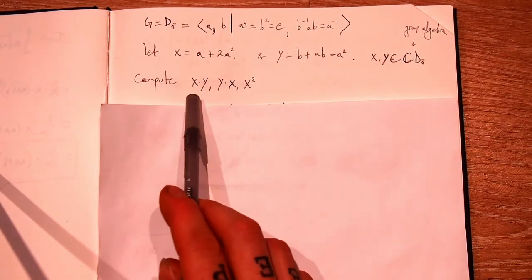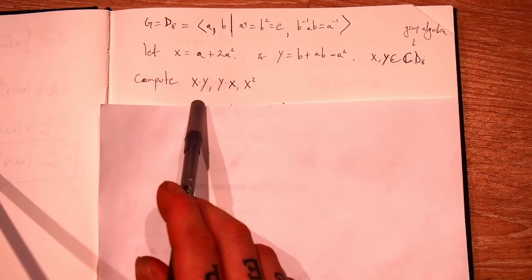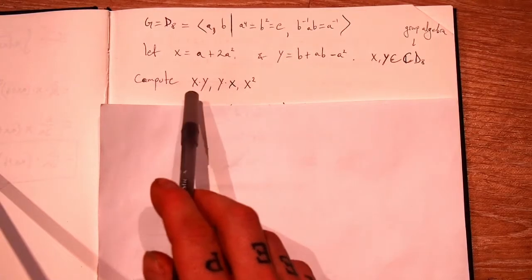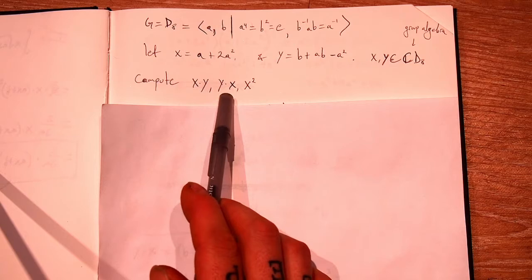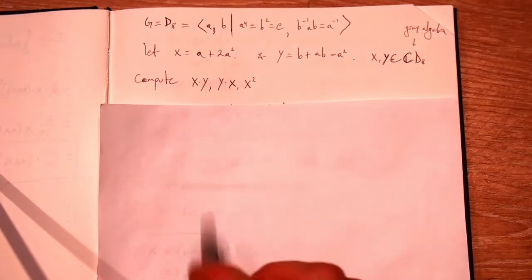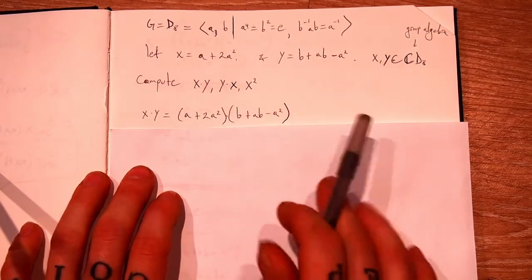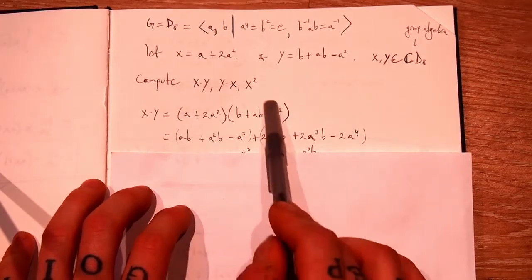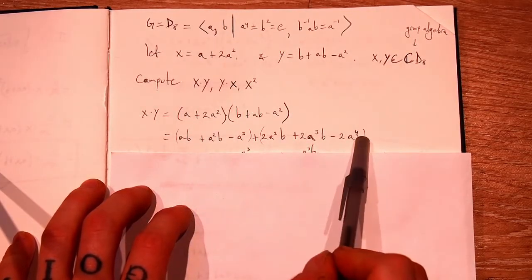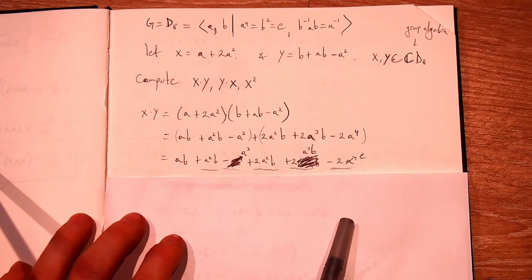Groups are not necessarily abelian, so it stands to reason that when we have the group algebra, the multiplication within that group algebra may not commute. It probably won't. So here's a little example to look at that. So x times y, write these guys out. So this is me just multiplying it out. A times the first guy, just like in high school. 2A squared times the second guy. So I've expanded. Then here I simplify.